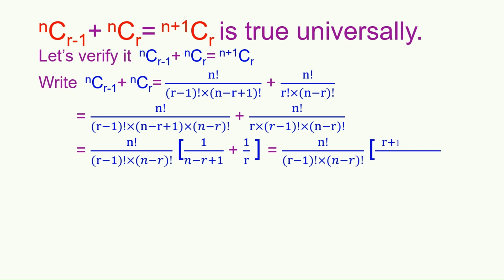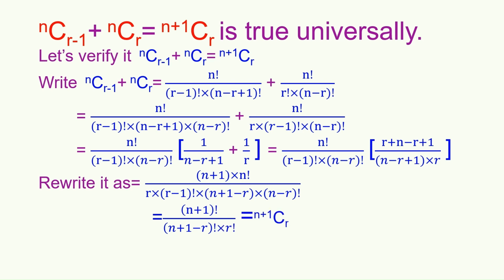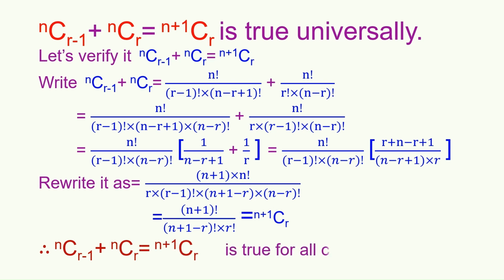The bracket is solved as r plus n minus r plus 1, whole divided by n minus r plus 1 times r. Rewrite it as n plus 1 times factorial n, whole divided by r times factorial r minus 1 times n plus 1 minus r times factorial n minus r, equals factorial n plus 1 divided by factorial n plus 1 minus r divided by factorial r, equals (n plus 1)Cr. Therefore nC(r minus 1) plus nCr equals (n plus 1)Cr is true for all cases.